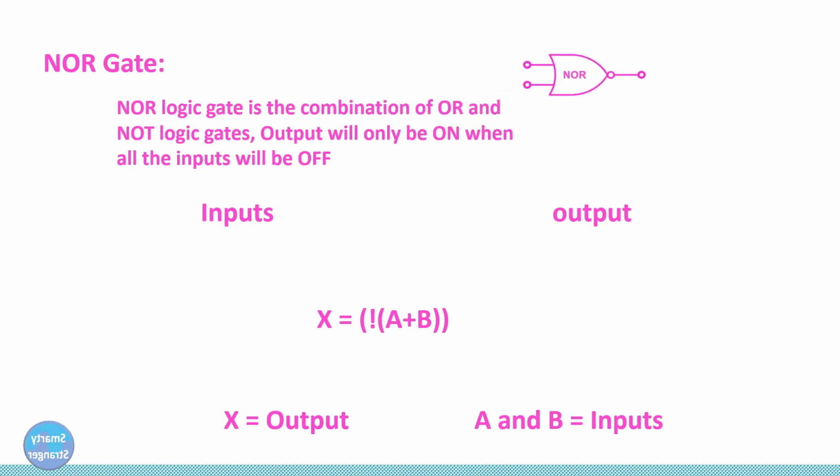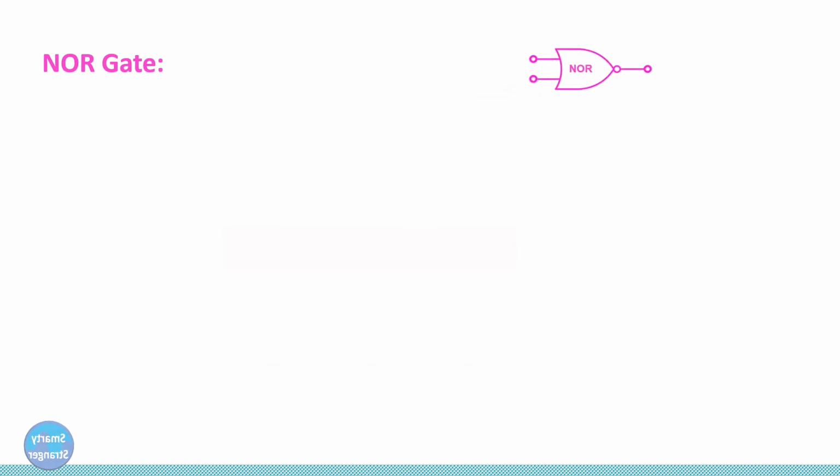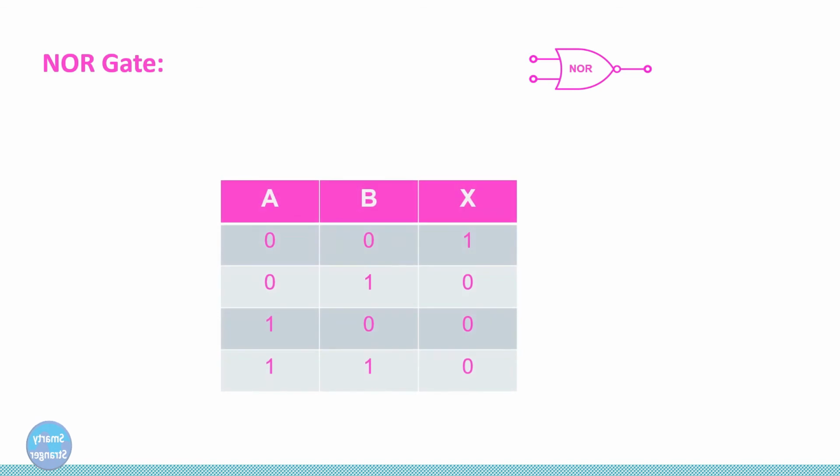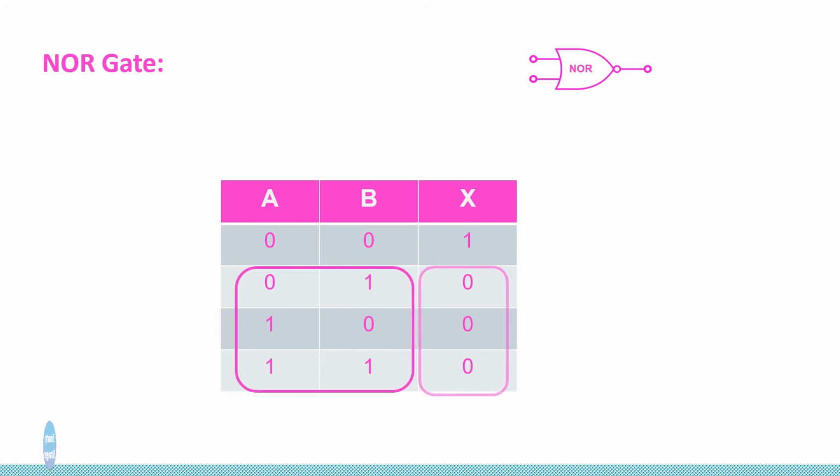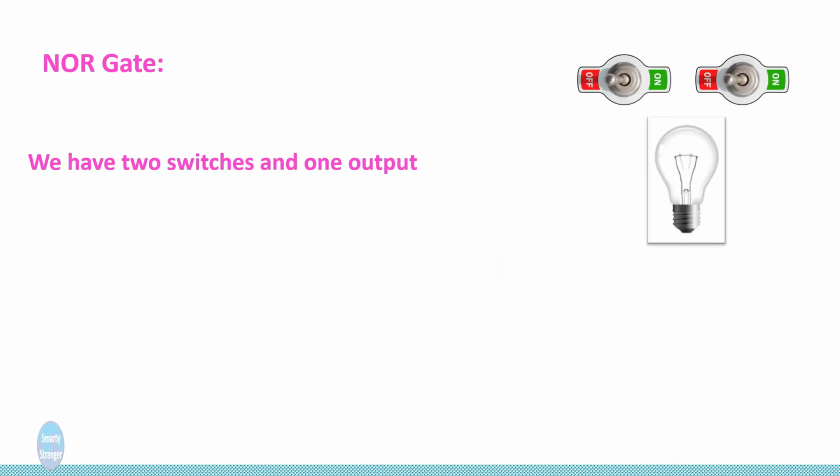If we draw its truth table, it would be like this. Consider in table. When all or any of its inputs is high, output will be low. When all of its inputs are low, output will be high. Now we try to understand this concept by making its electrical circuit. It would be like this.